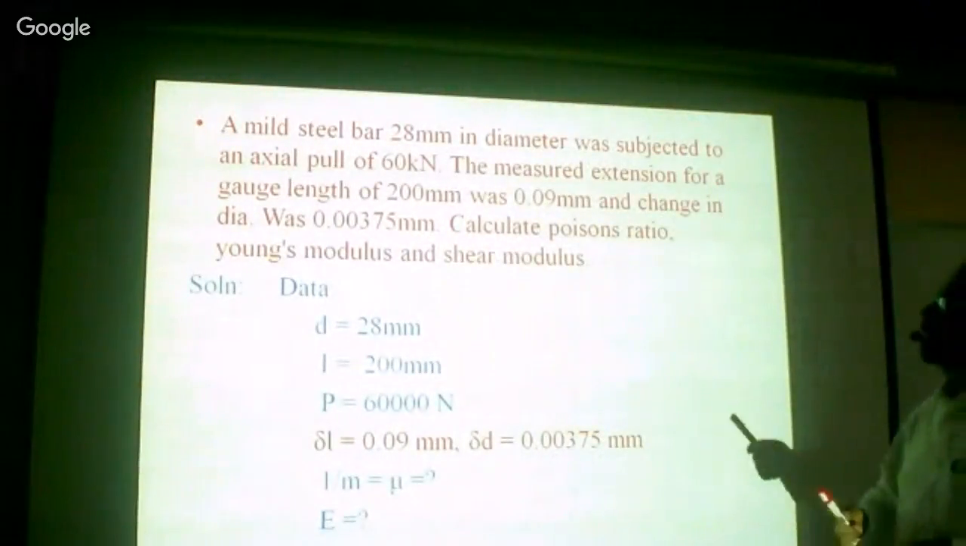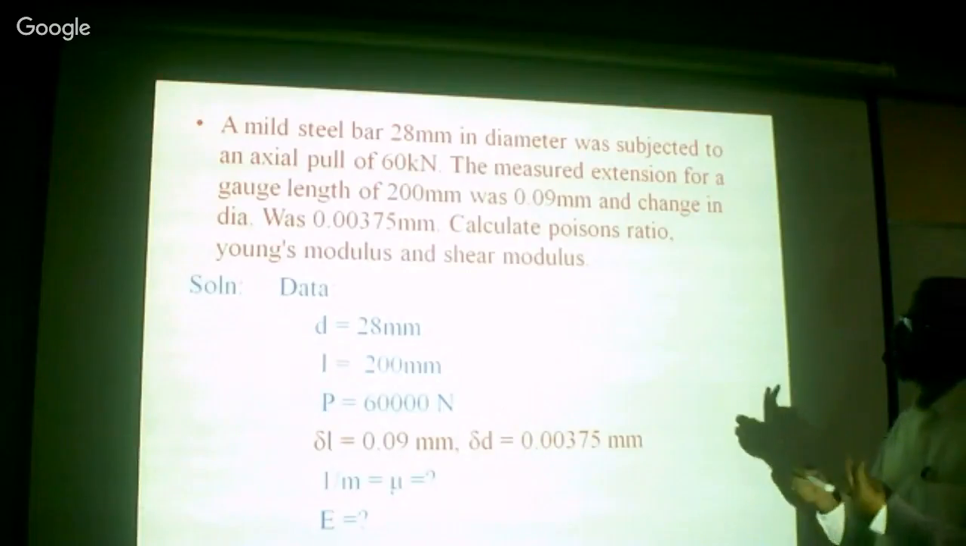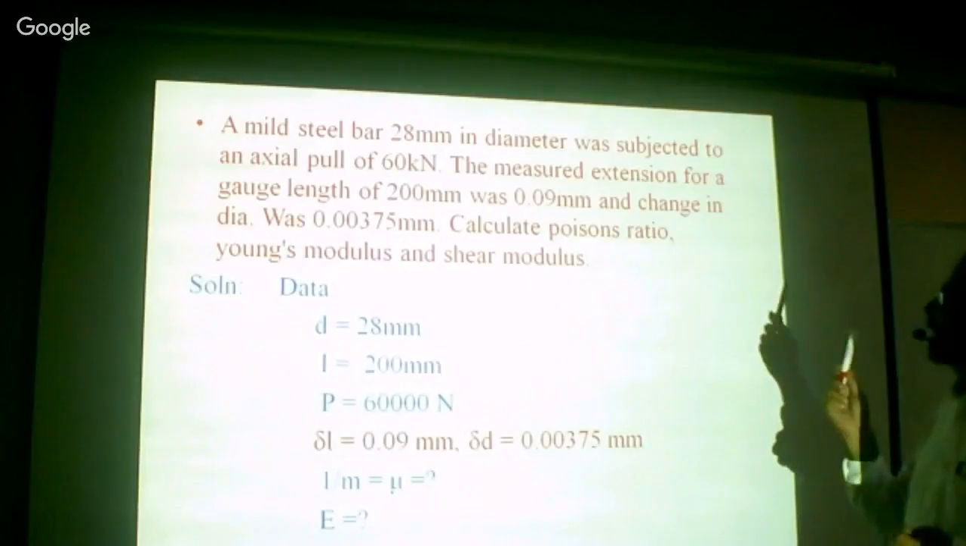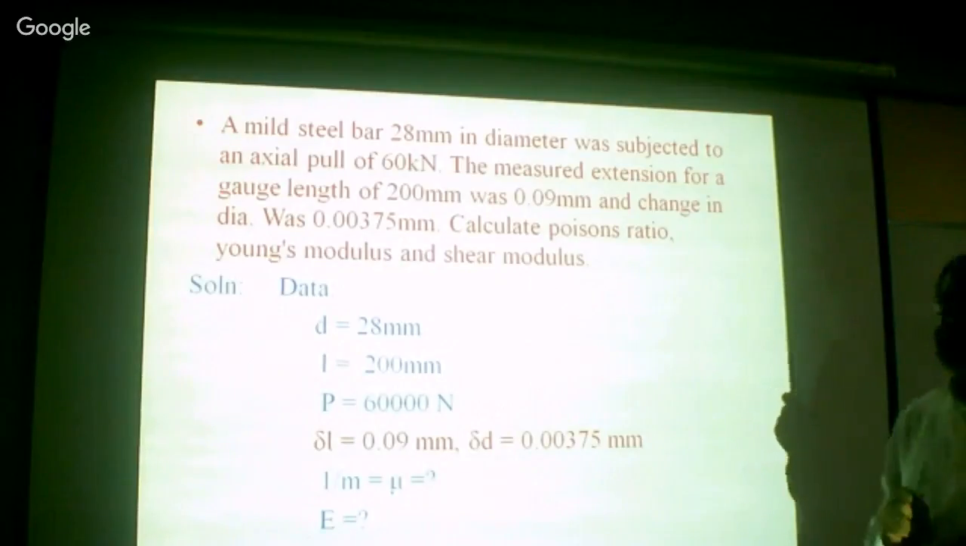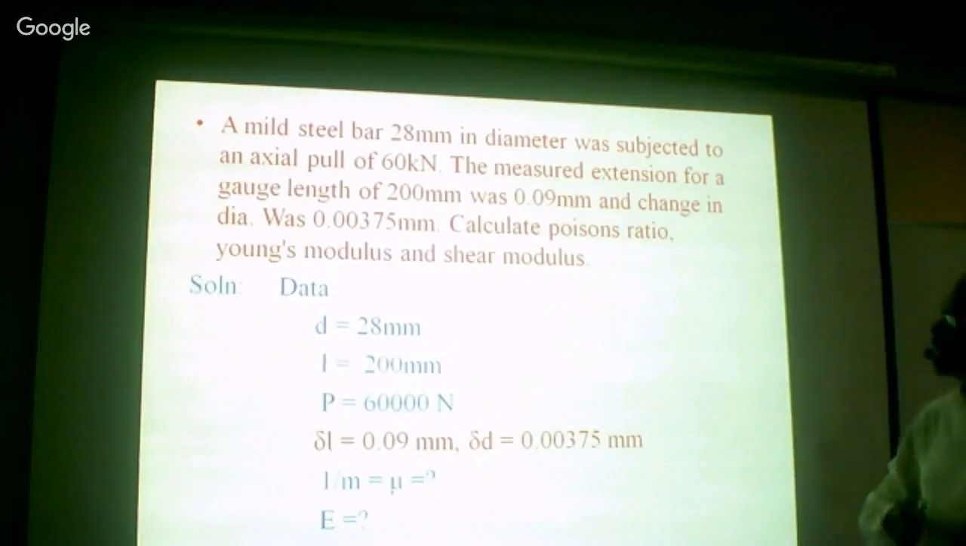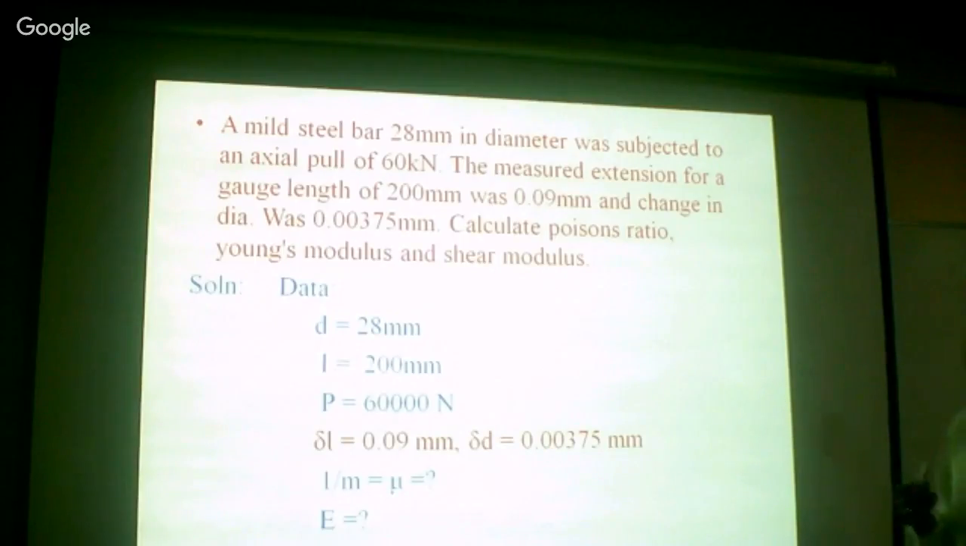Now, one more problem, the other problem we have taken, in the reverse direction. A mild steel bar 28 mm in diameter was subjected to an axial pull of 60 kN. The measured extension for a gauge length of 200 mm was 0.09 mm and change in diameter was 0.00375 mm. Calculate the Poisson's ratio, Young's modulus, and shear modulus.